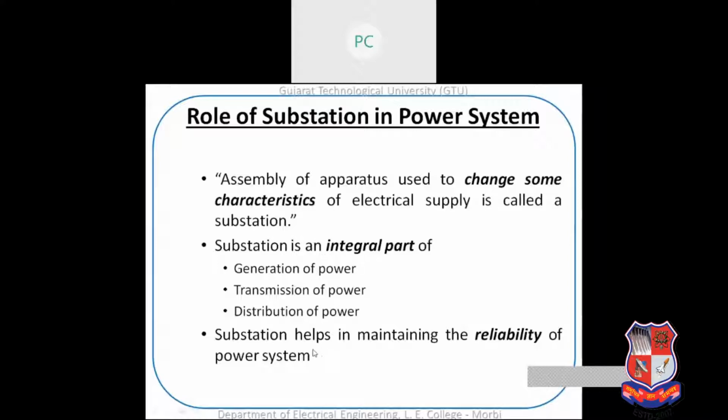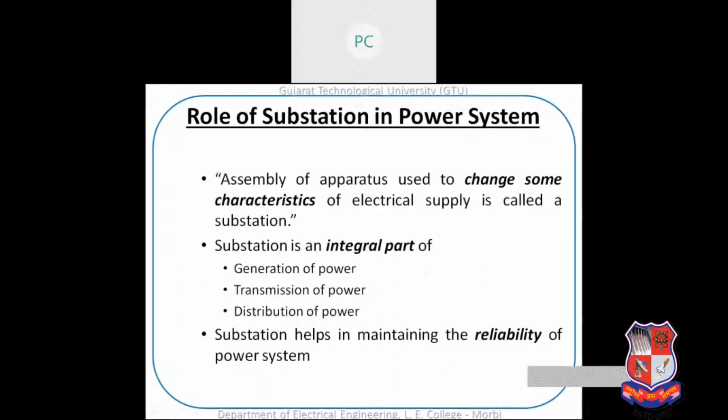What basically does a substation do? Substation is a vital part of the power system to maintain the reliability of the system. Now, what do we mean by reliability here? Reliability is a very important word in electrical engineering. This reliability is nothing but continuity of power. Now, continuity of power means less interruption in the power.